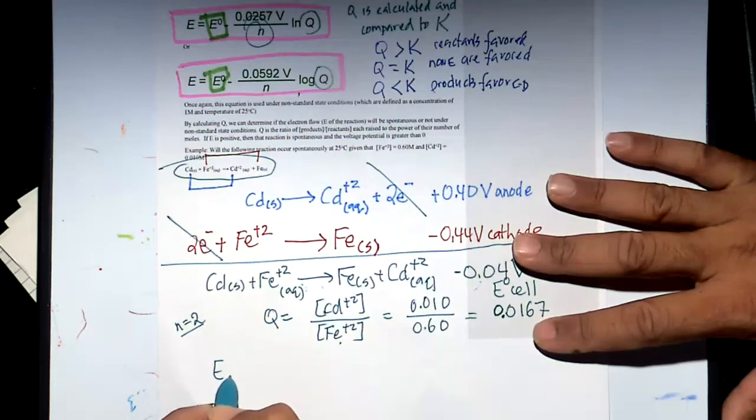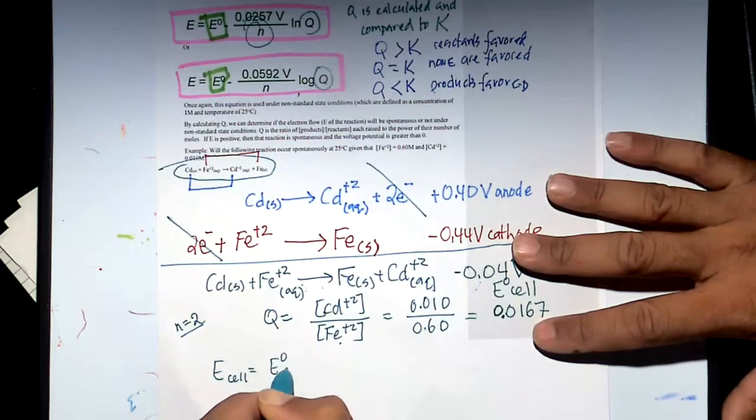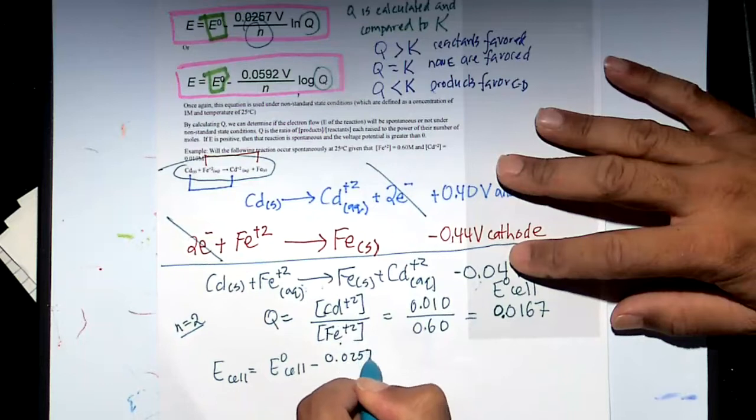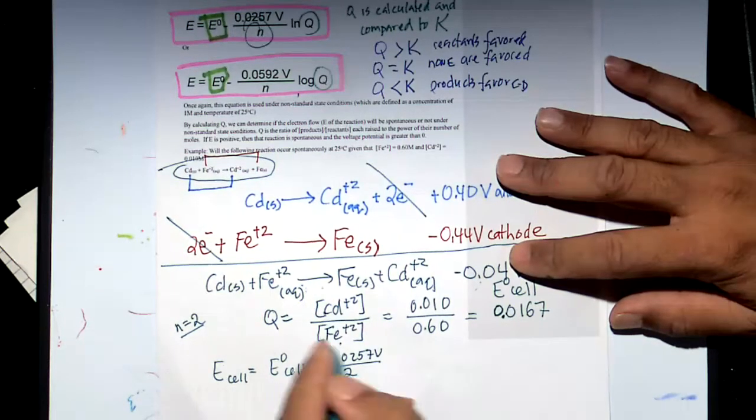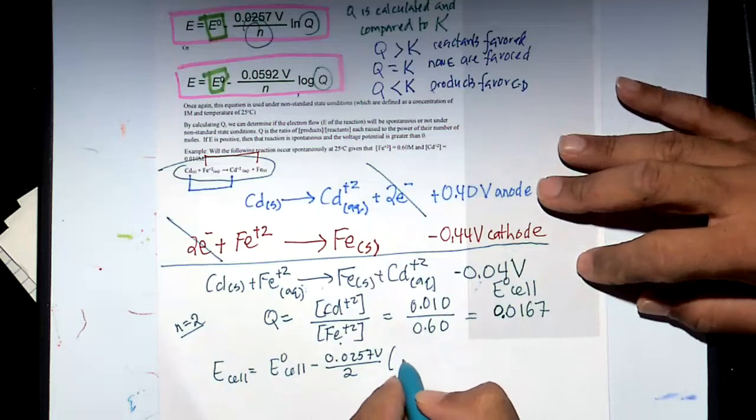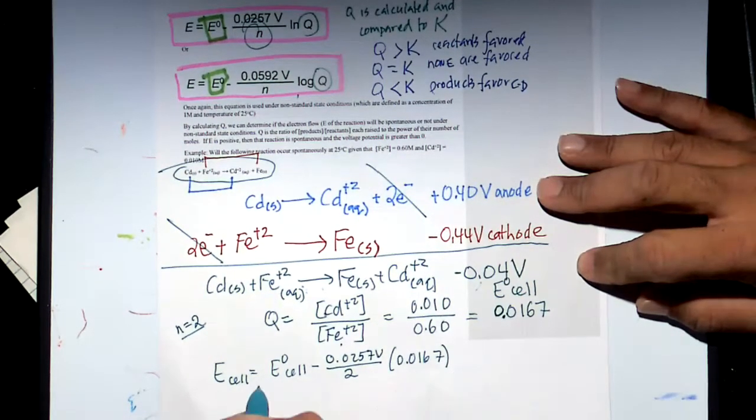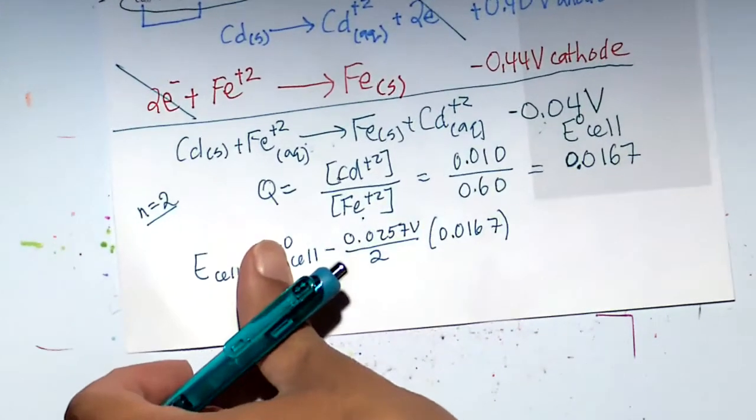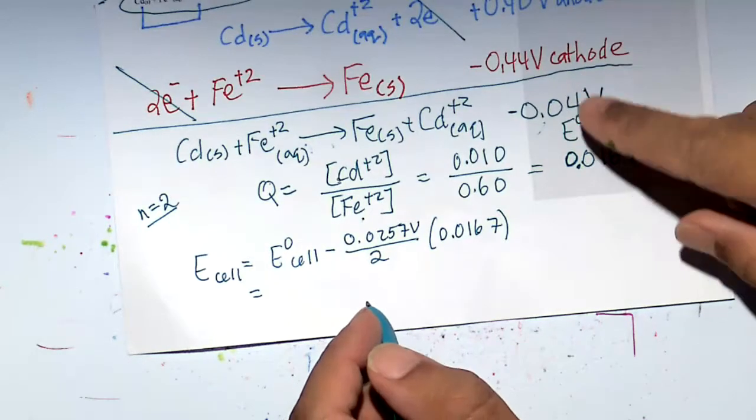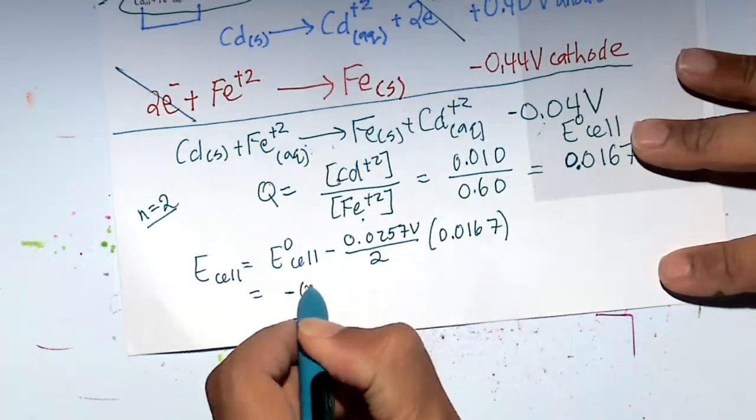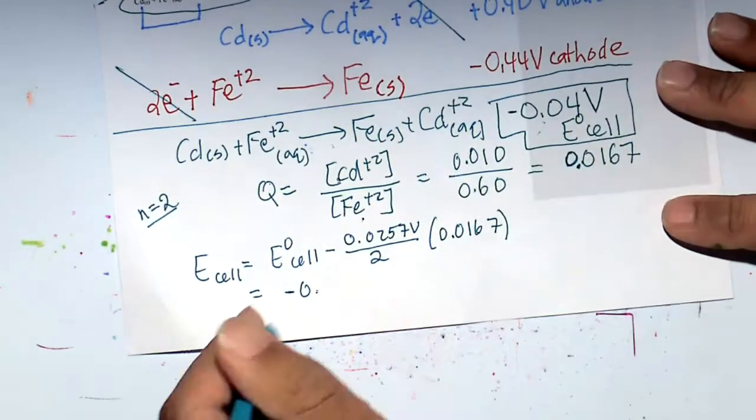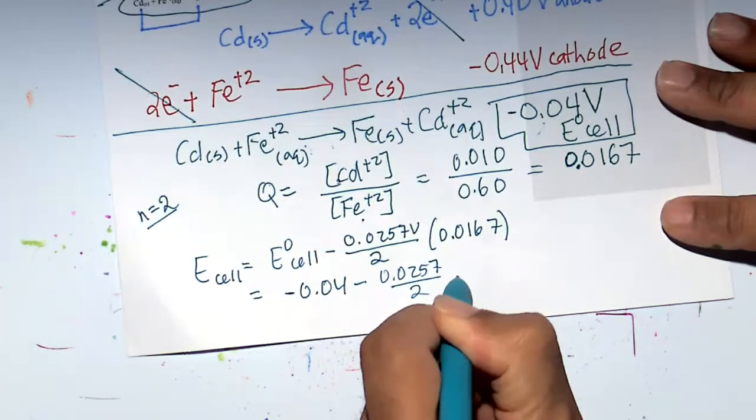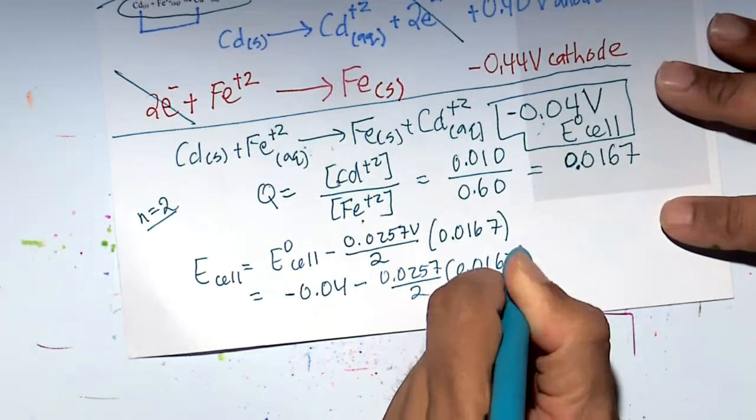All right, let's do this. E cell is equal to E cell at standard state minus, I'm going to use this one here, 0.0257 volts divided by N. You correctly stated that N is 2, times ln of 0.0167. By the way, E cell standard is minus 0.04, right? Non-spontaneous. Minus 0.0257 divided by 2 times ln of Q.